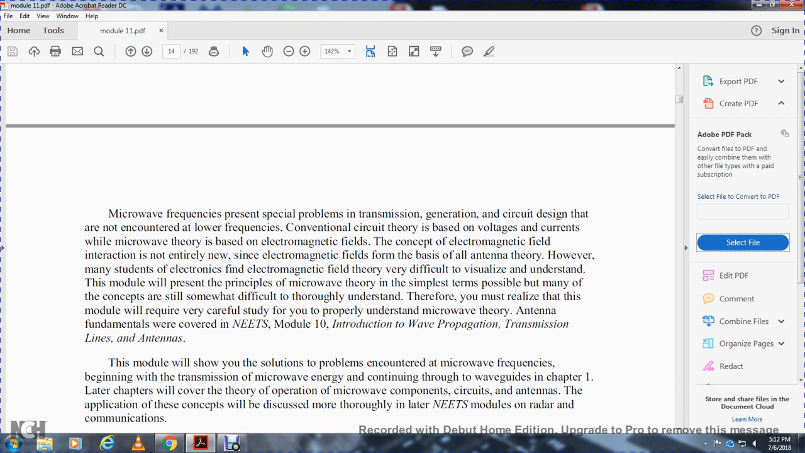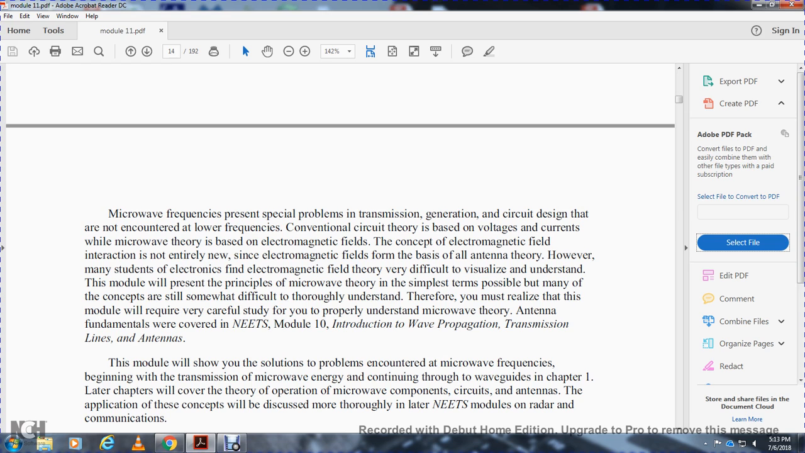Conventional circuit theories are based on voltage and currents, while microwave theory is based on electromagnetic fields. The concept of electromagnetic interaction is not entirely new, since electromagnetic field theory is the basis of all antenna theory. However, many electronics students find electromagnetic field theory very difficult to visualize and understand. This module will present the principles of microwave theory in the simplest terms possible, but many of the concepts are still somewhat difficult to understand thoroughly. Therefore, you must realize this module will require very careful study for you to properly understand microwave theory.